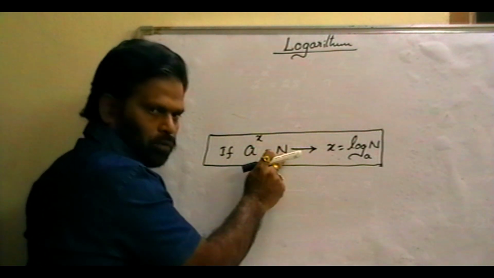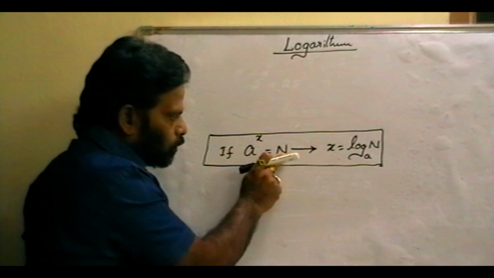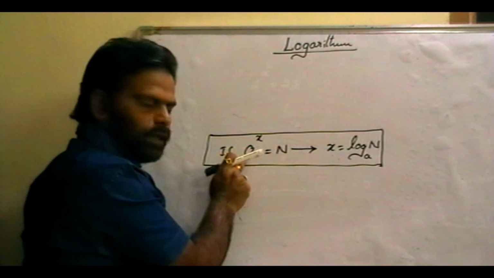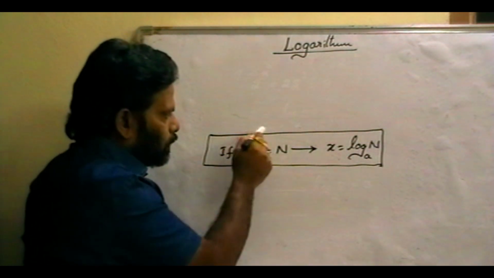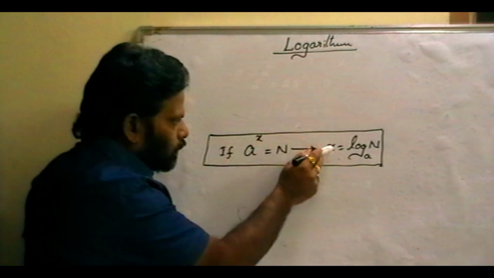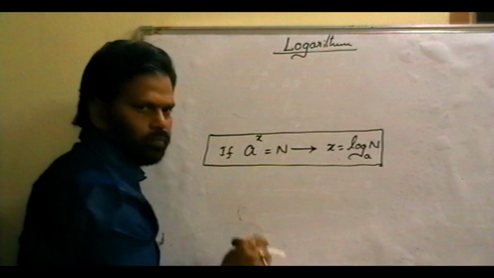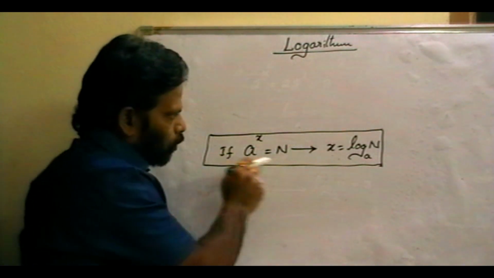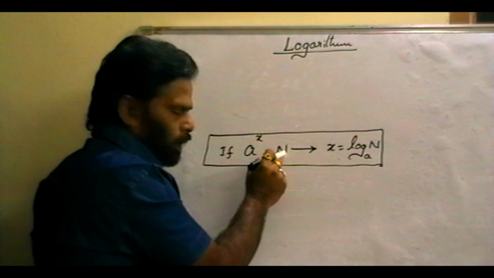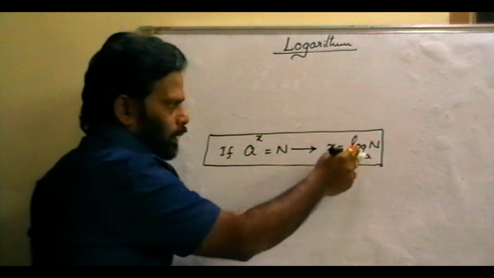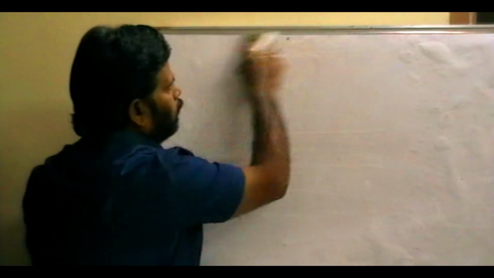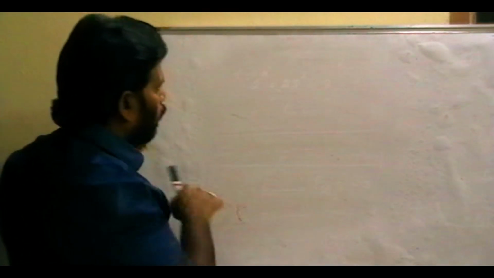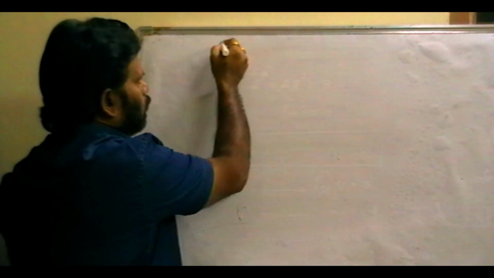the logarithm of this value to the base a is equal to that power x. So a to the power of x is equal to n, then x is equal to log n to the base a. See, very important: a to the power of x is equal to n, then x is equal to log n to the base a. Right, it is the main important point, that is the exponential form.